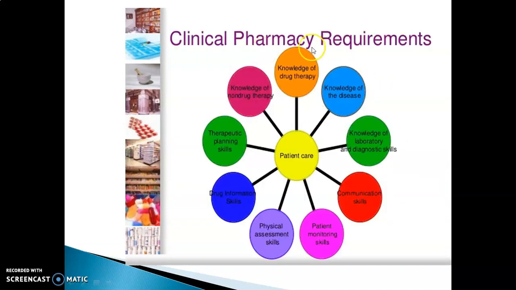Then, clinical pharmacy requirements. The requirements for clinical pharmacy are, first, knowledge of non-drug therapy, knowledge of drug therapy, knowledge of disease, knowledge of laboratory and diagnostic skills, communication skill, patient monitoring skill, physical assessment skill, drug information skill, and therapeutic planning skill.